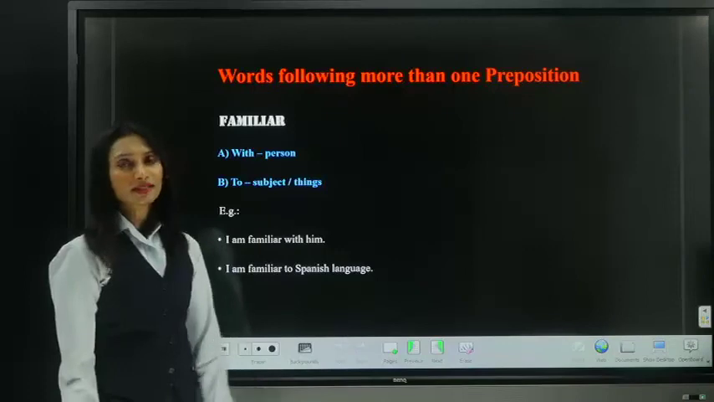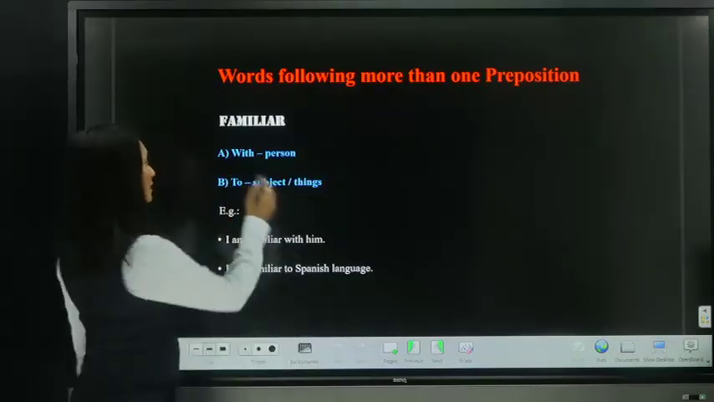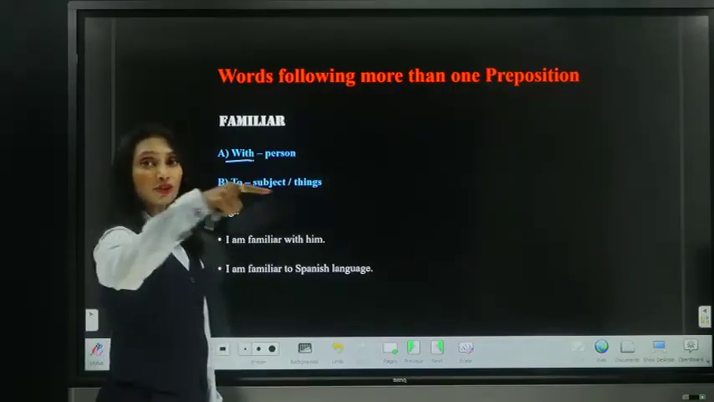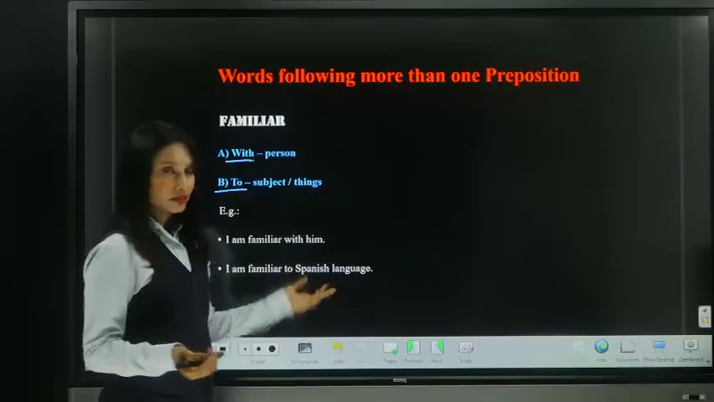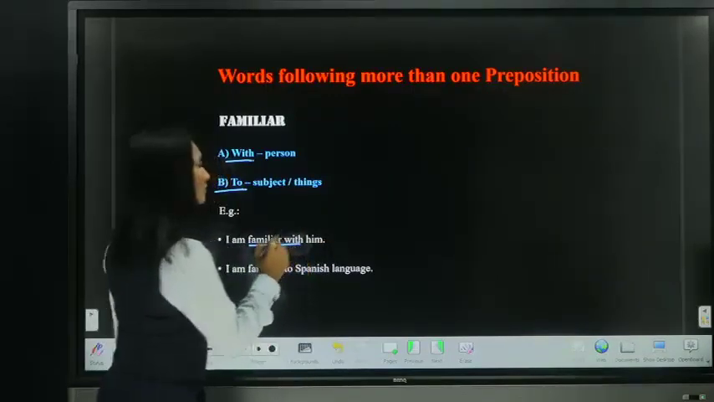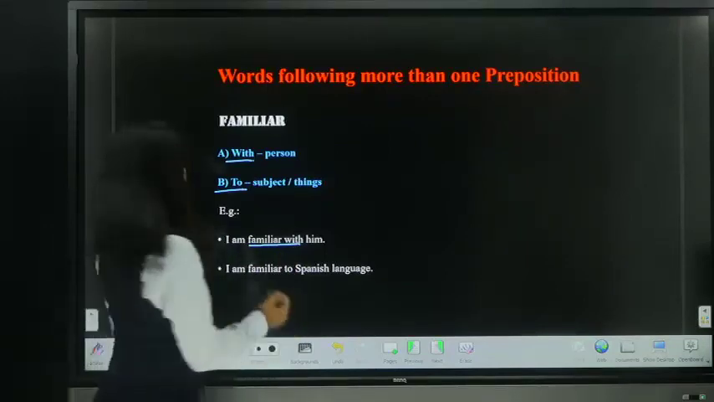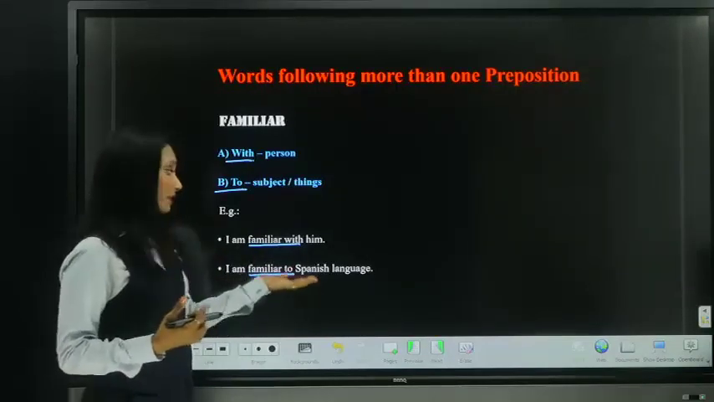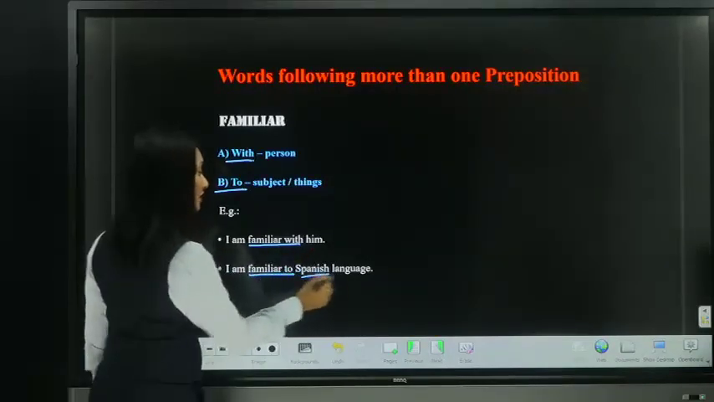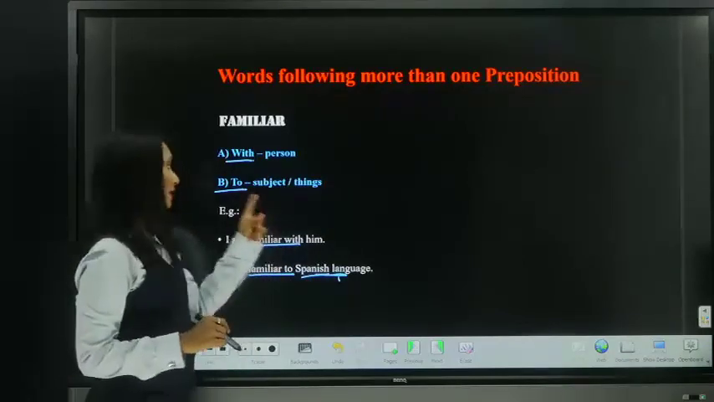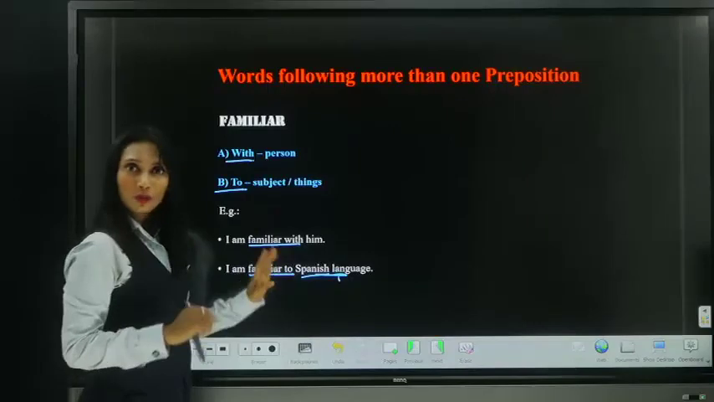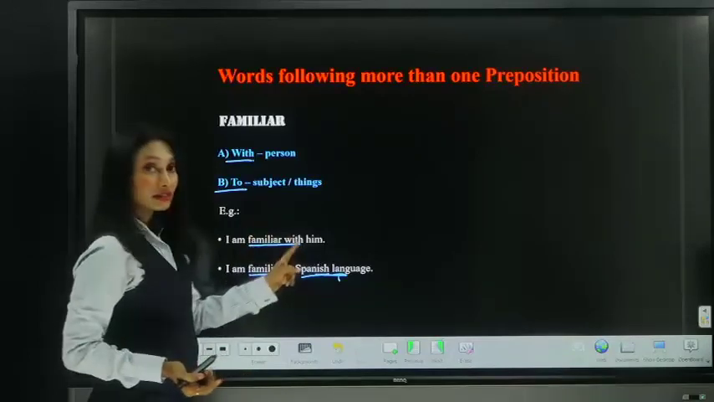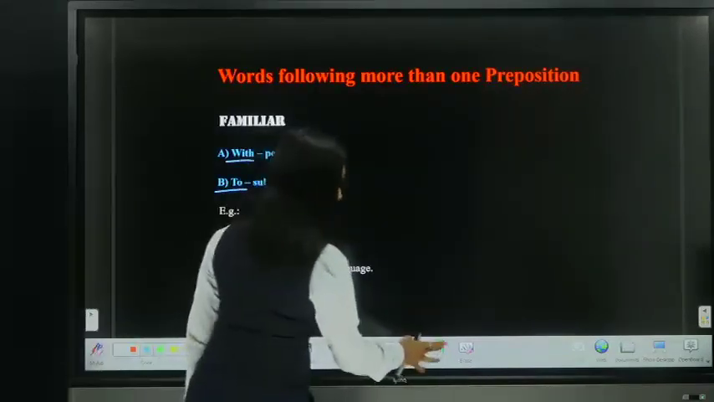familiar. Familiar takes two prepositions, familiar with, familiar to. You're familiar with a person, you're familiar to things or places, some subject. For example, I am familiar with him. That means I know him. I am familiar to the Spanish language, the thing. I'm familiar with the Spanish language is wrong because the Spanish language is not a person. With the person, to a thing. Hola, ¿cómo estás? So I'm familiar to the Spanish language. So with the person, to a subject or a thing. Here I'm talking about that.